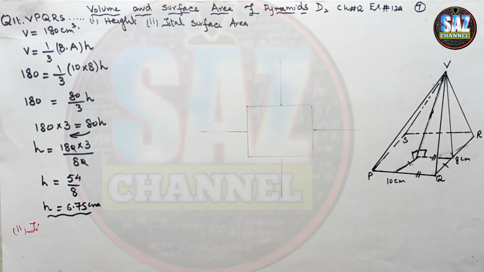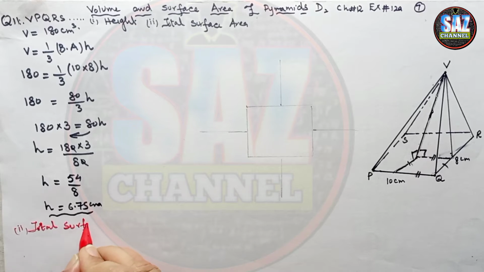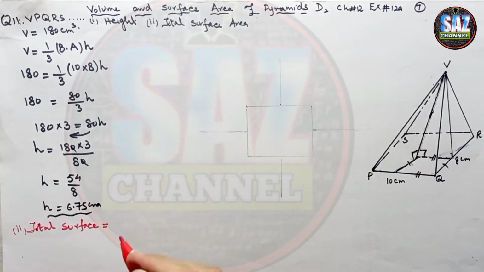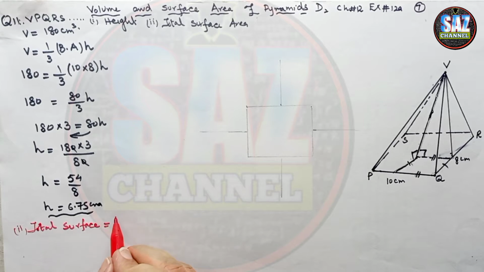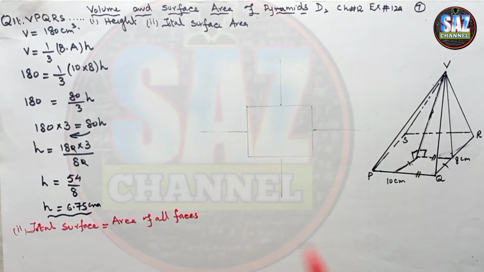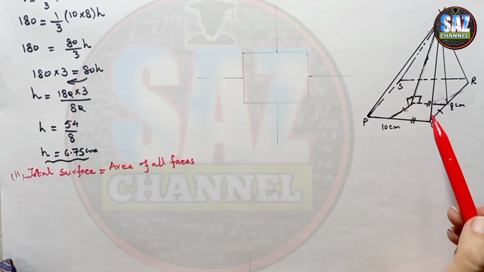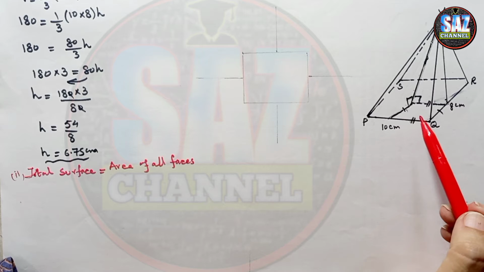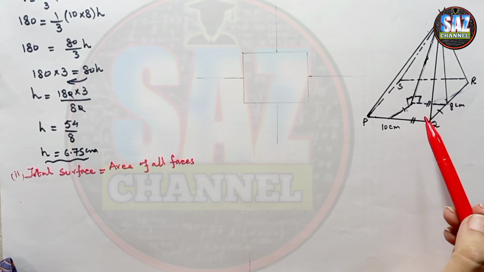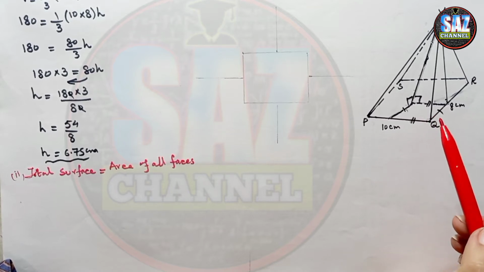Total surface area. Recall the concept that this is equal to the area of all faces. The pyramid has 5 faces, out of which one is the rectangle and 4 are triangles. But the problem is the base is a rectangle, so all triangles will not have the same height. So first of all, in order to get the area of the triangles, we have to find the height of the triangles.